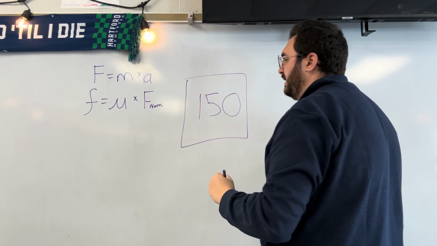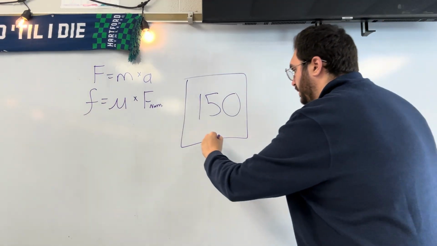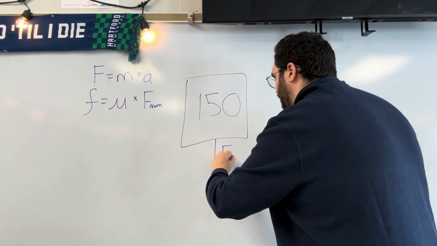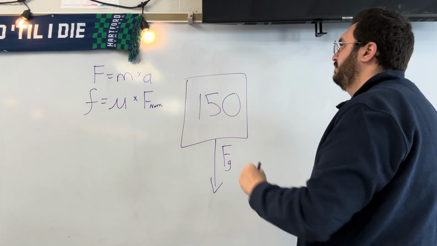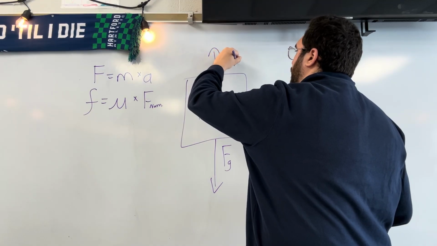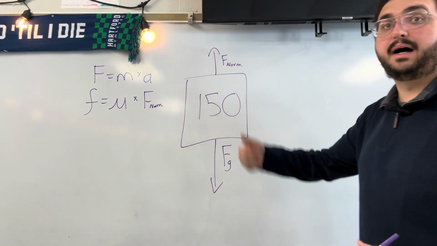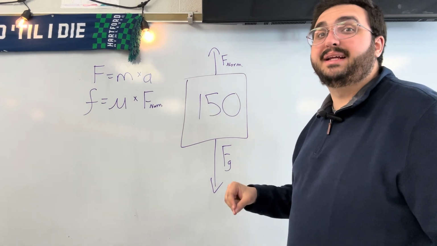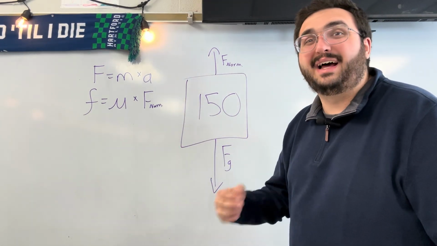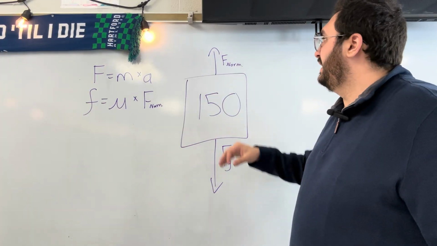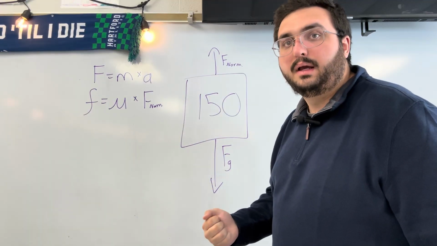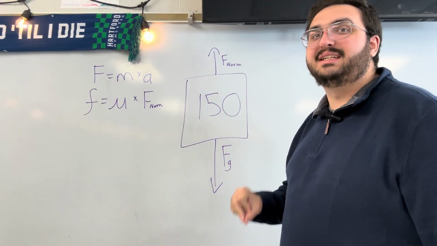We have our couch, represented by this box. I know force of gravity is pulling it down. And I know my normal force is pushing back up. The reason why I know this is happening is because my couch is not falling through the floor, and it's also not flying in the air. So I know that these two forces have to be equal in how strong they are, but opposite in which direction they face.